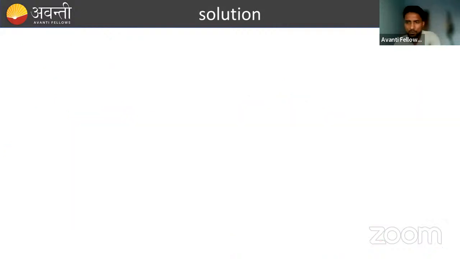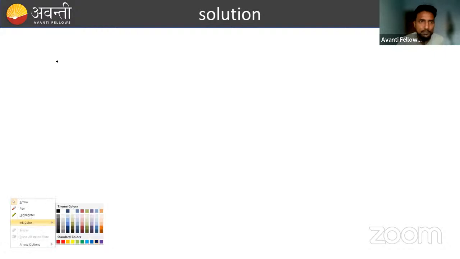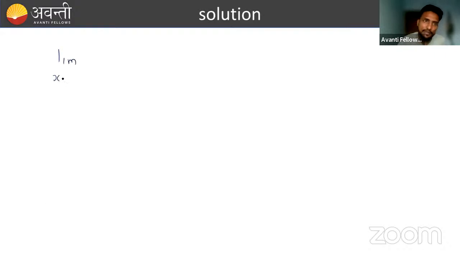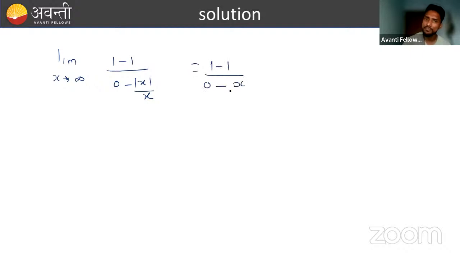Okay, so now what we will do in the next, this is limit x tending to infinity, right? And if it is 1 minus 1, and here it is 0 minus mod x plus x. So you know that mod x will always be positive, right? And x tending to infinity. So I can write 1 minus 1, 0 minus, this is positive only, x by x, so it is 1. So it is 0 divided by minus 1.